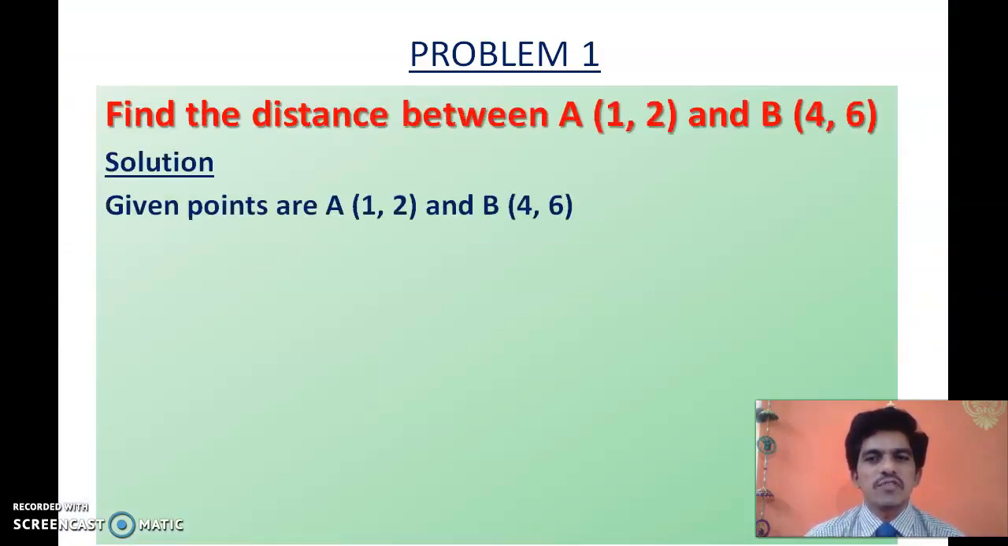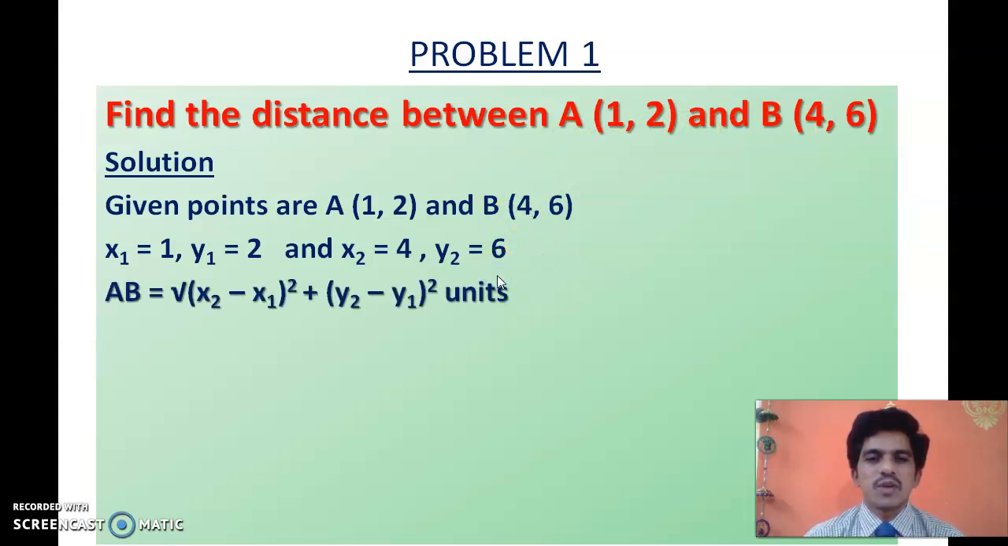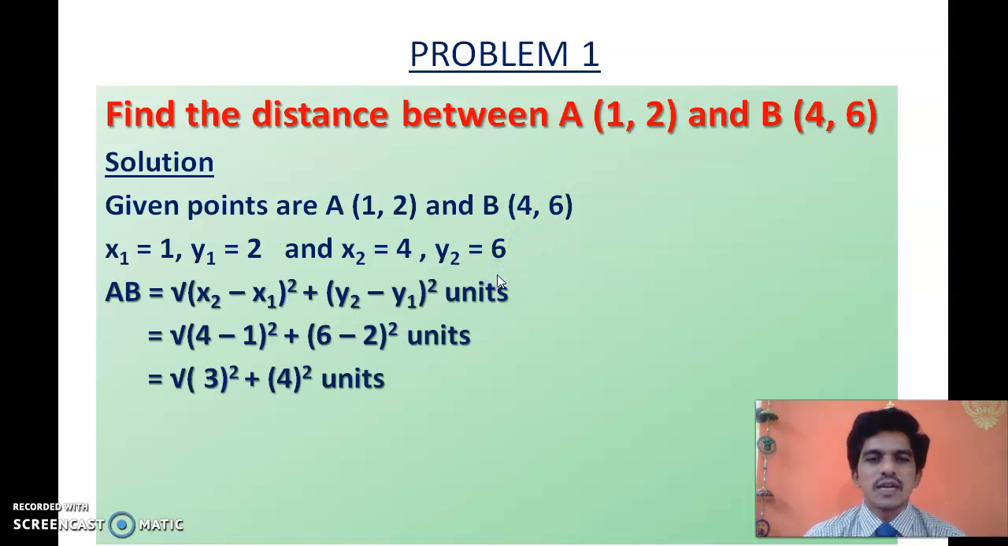So here you have to find the distance between A and B, where A is 1, 2 and B is 4, 6. So we can write x1 as 1 and y1 as 2. X2 is 4 and y2 is 6. So this is the formula you have to use. So when you write 4 minus 1 whole square plus 6 minus 2 whole square.